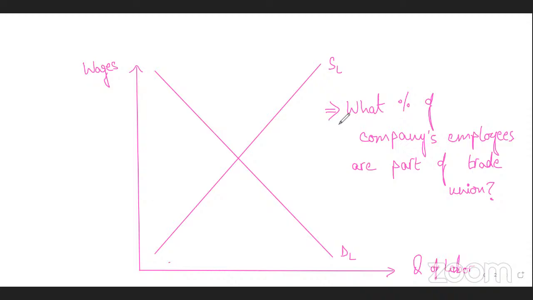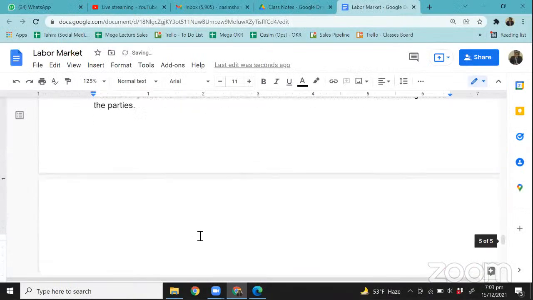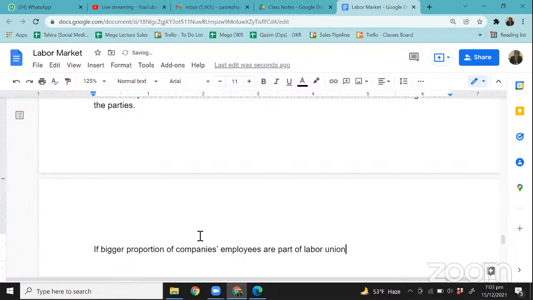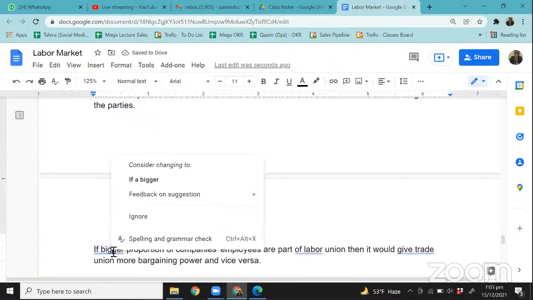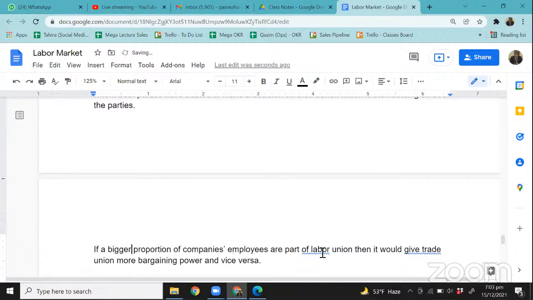So, this being said, let me also write this down for you. If a bigger proportion of the company's employees are part of the trade union, it will give the trade union more bargaining power. And vice versa. As I said, Preet, is it making sense? Okay. Then there's another term that you need to know.